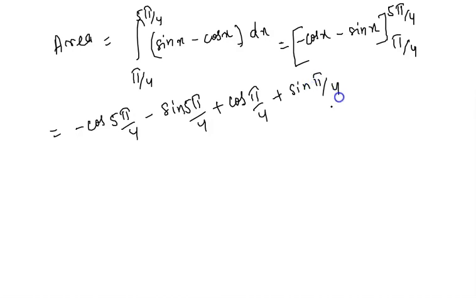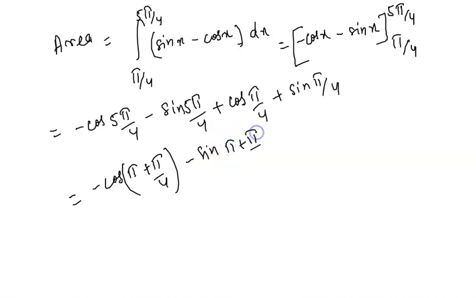sin pi by 4. And we know the value of minus cos 5 pi by 4. We can write 5 pi by 4 as pi plus pi by 4, right? So it lies in the third quadrant, and similarly it will be pi plus pi by 4. Okay, guys, and cos pi by 4 is 1 by root 2 plus 1 by root 2, right?